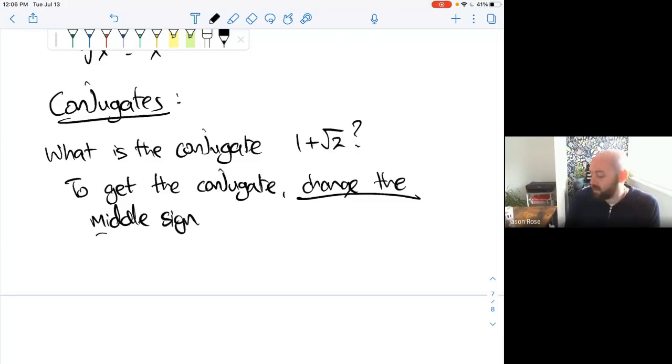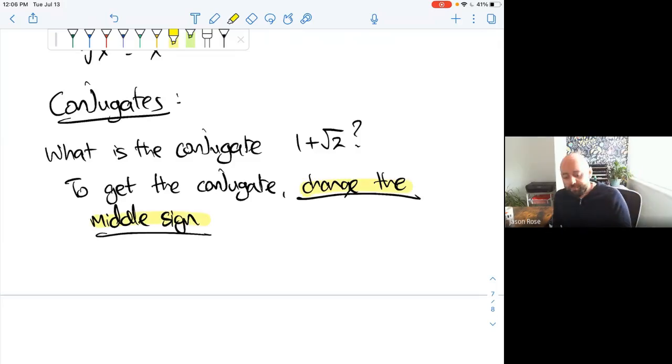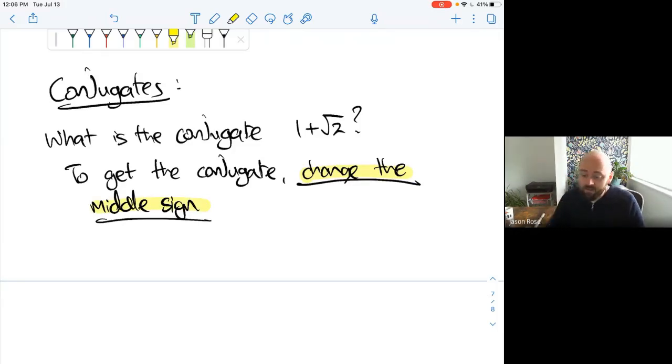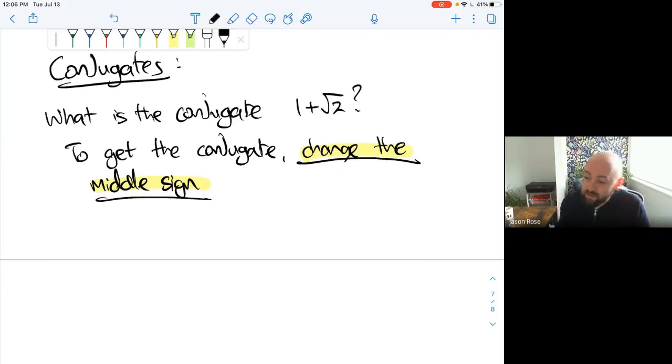So change the middle sign. That's what you're going to do when you want to get the conjugate of something, okay? Now, this is going to loop back to radicals very soon. We're not going off on a crazy tangent here.